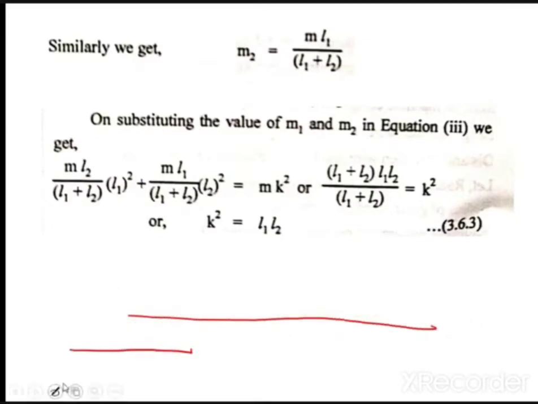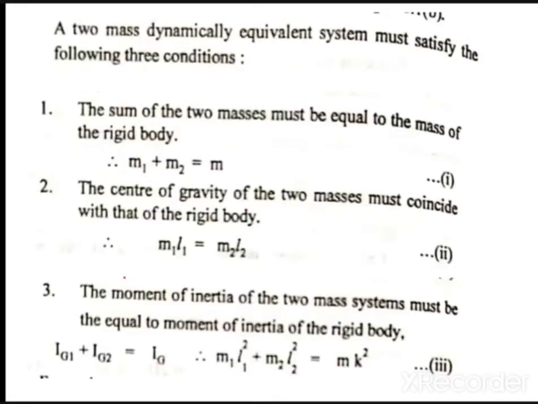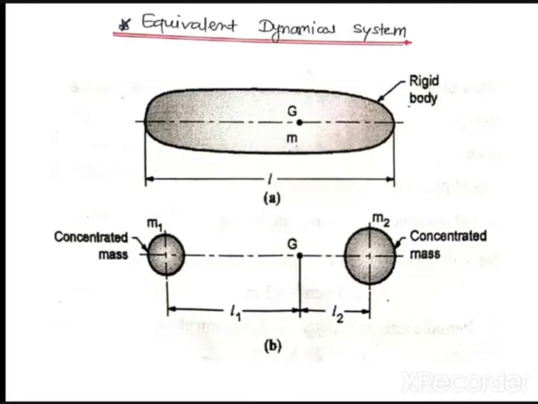So what does this mean? Let me move backward and help you understand. Let us say I have this rigid body, and I have to replace the rigid body with two masses m1 and m2 such that the system is an equivalent dynamical system. It will be so when it satisfies all the three conditions.